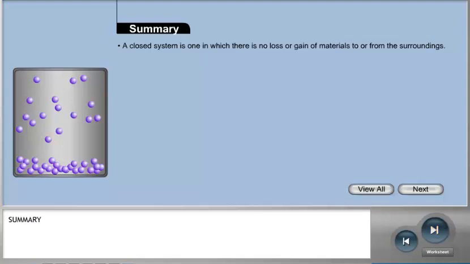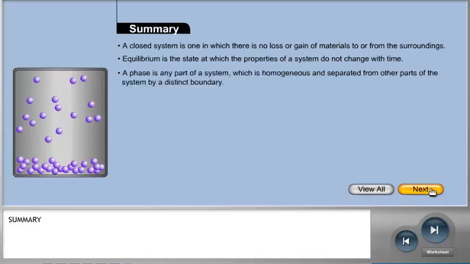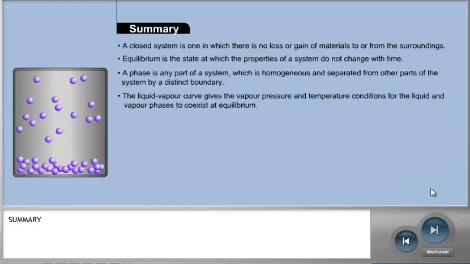Summary: a closed system is one in which there is no loss or gain of materials to or from the surroundings. Equilibrium is the state at which the properties of a system do not change with time. A phase is any part of a system which is homogeneous and separated from other parts of the system by a distinct boundary. The liquid-vapor curve gives the vapor pressure and temperature conditions for the liquid and vapor phases to coexist at equilibrium.